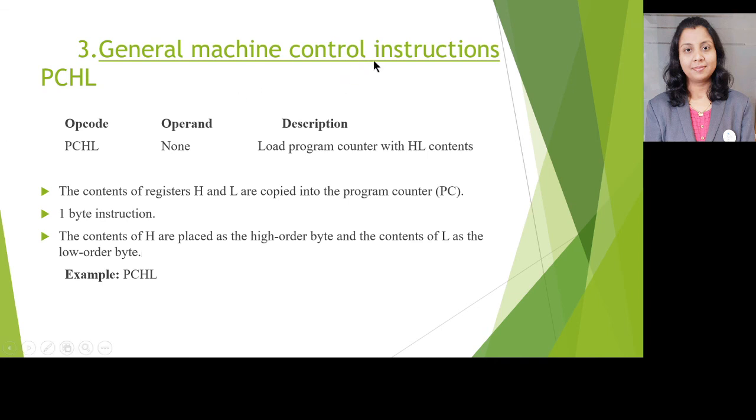The next group is general machine control instructions. In that you can see the first is PCHL. There is no operand present, hence it is a 1 byte instruction, and the description is load program counter with HL contents. The contents of registers H and L are copied into the program counter. The contents of H are placed as the high order byte and the contents of L as the low order byte. Example is PCHL.